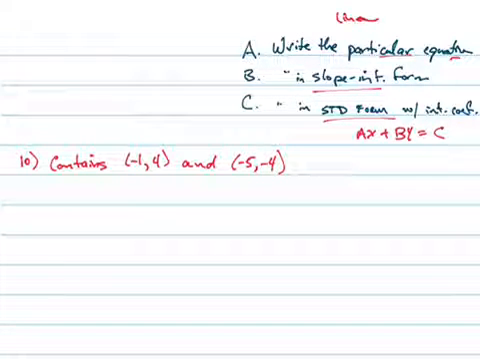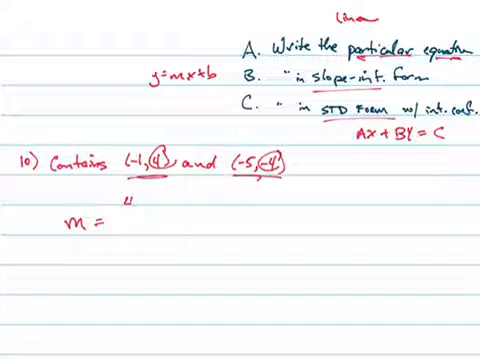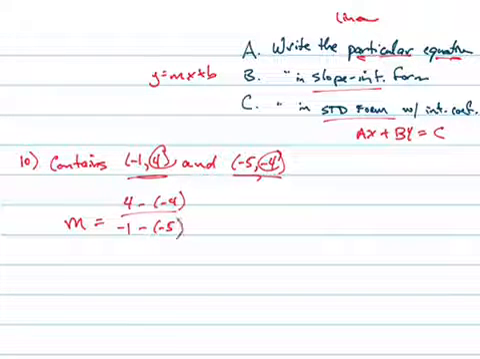Slope-intercept form is y equals mx plus b. And particular equation just means write it any way you want, basically. You can choose anything you want. So here's an example: the line that contains these 2 points. Well, if it contains those 2 points, we can find the slope, right? The slope is always equal to, we take the y's and subtract them, so 4 minus negative 4, that's the rise, and negative 1 minus negative 5, that's the run.